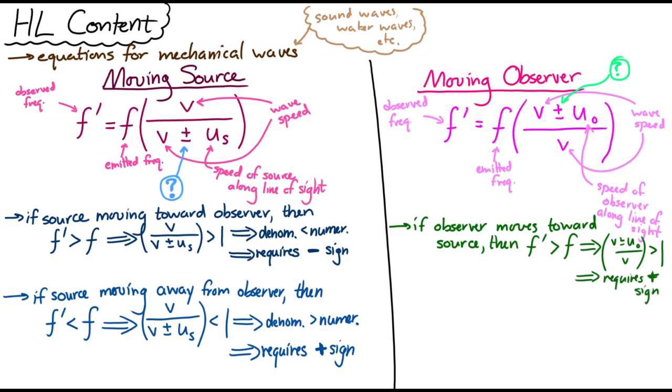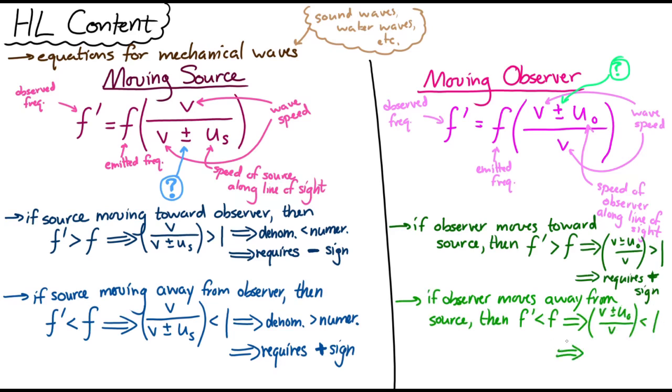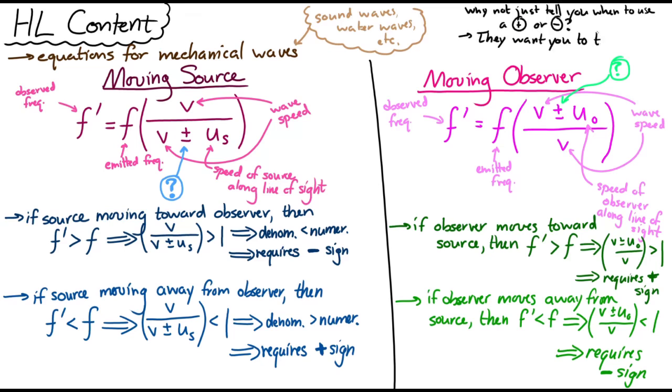All right, now let's have an observer moving away from the source. If the observer is moving away from the source, then we'd expect to observe a lower frequency. In order to observe a lower frequency, a smaller frequency, then this thing in the parentheses has to be less than 1, which means that we need to use the minus sign. And if you're wondering why IB doesn't just tell you whether to use a plus or a minus in each situation, well, they want you to think about it. They want you to go through these kinds of justifications and thoughts to figure out which one to use in which situation.